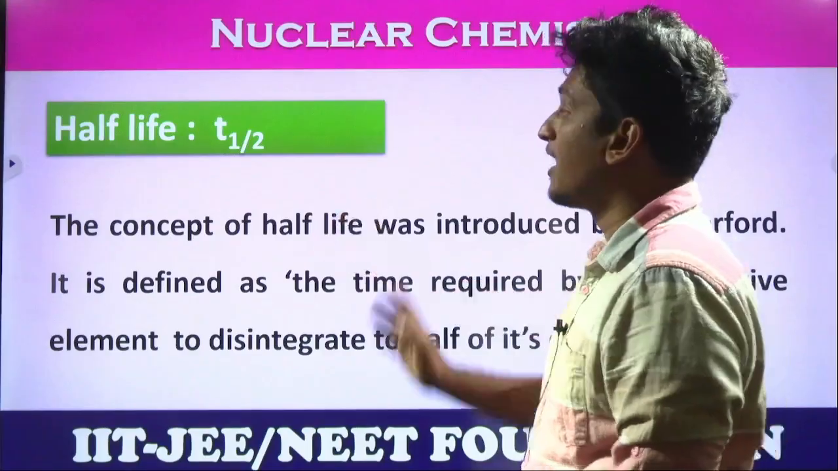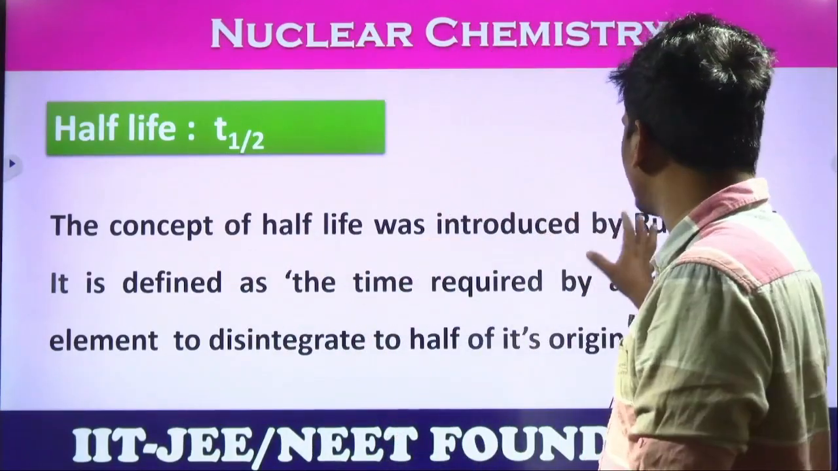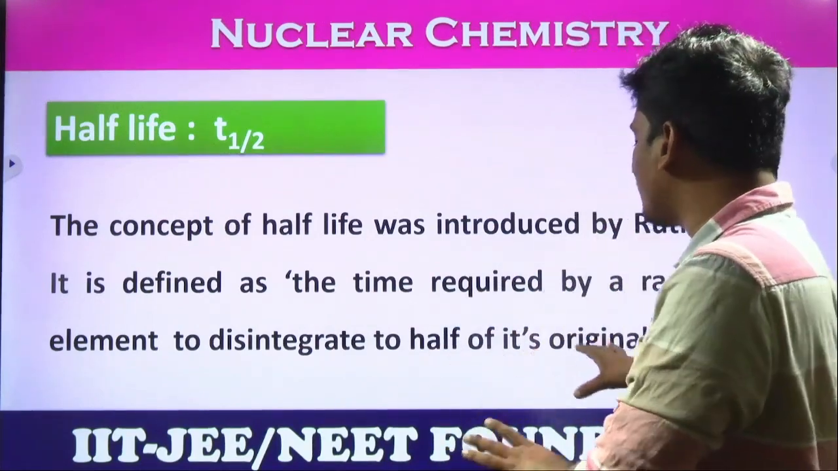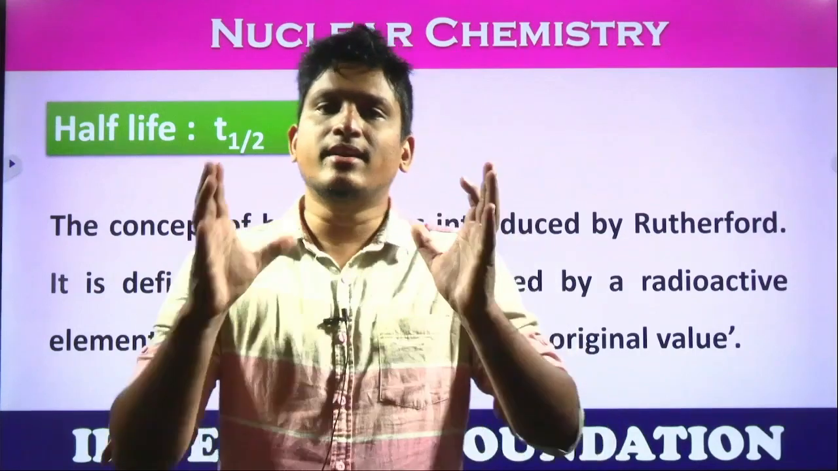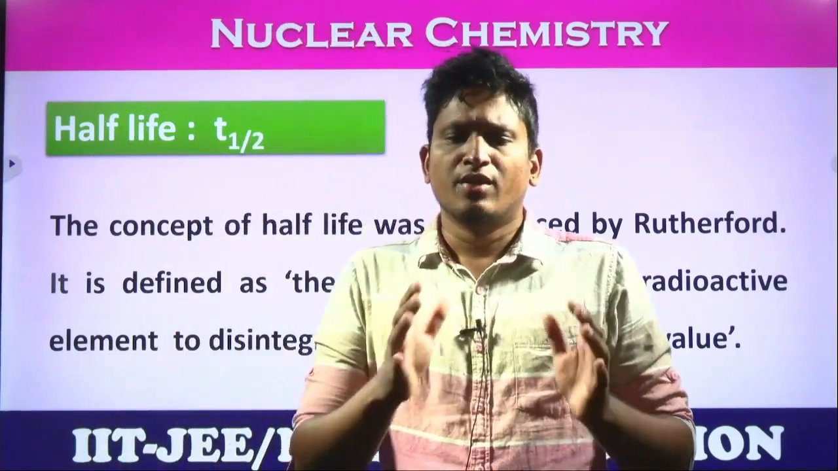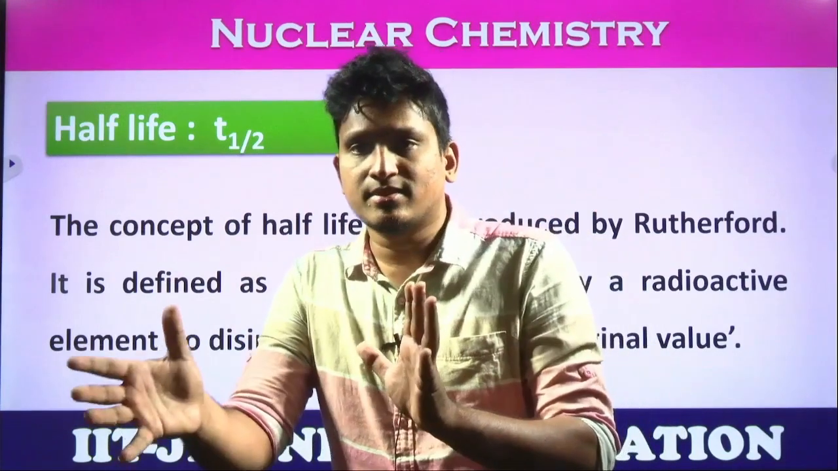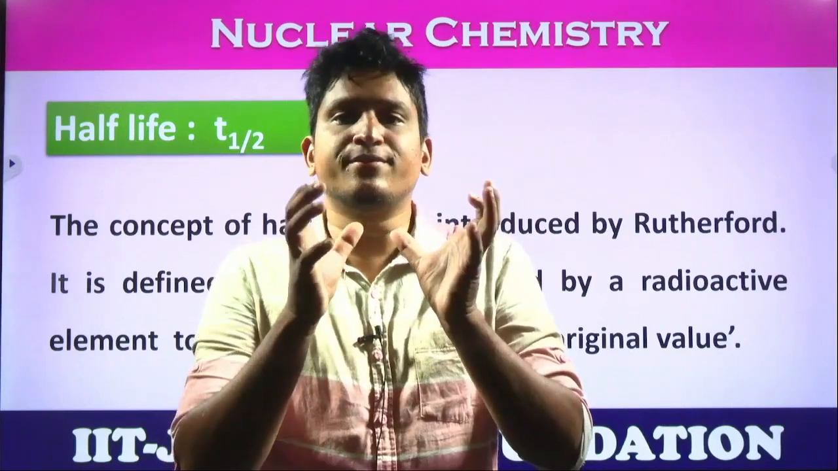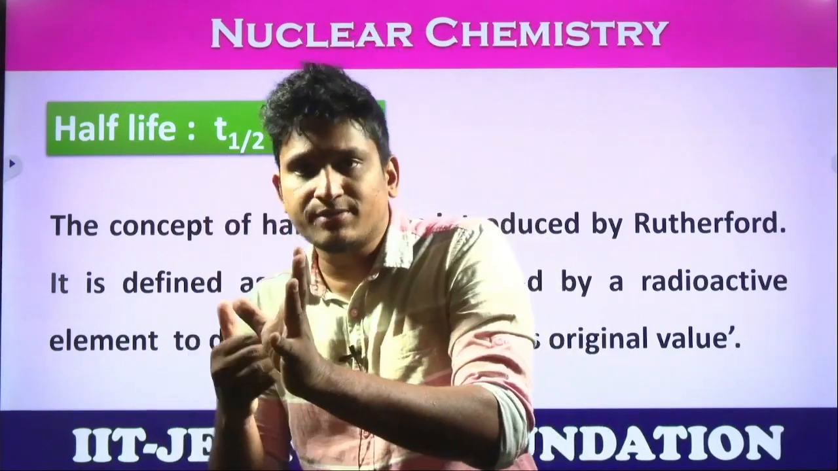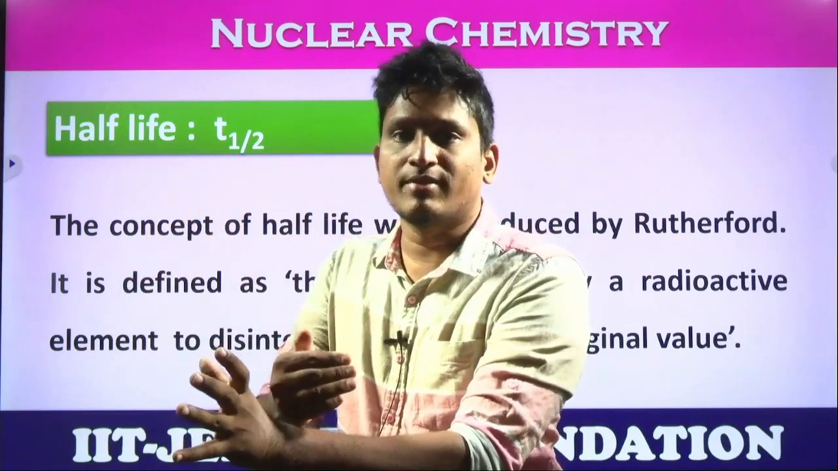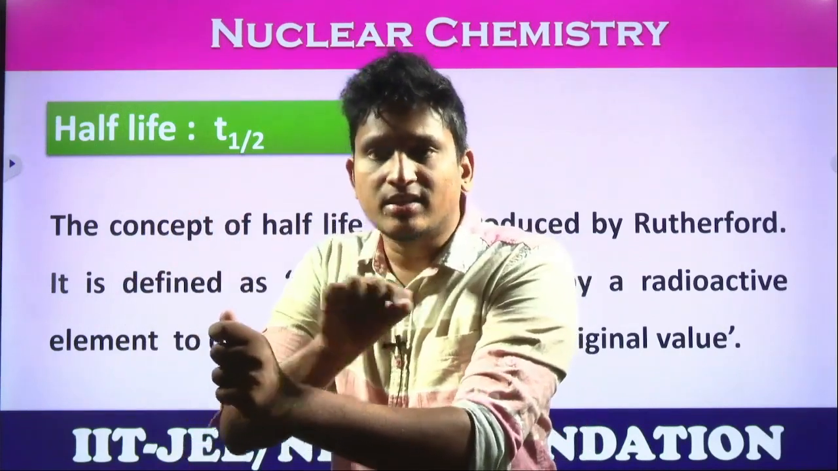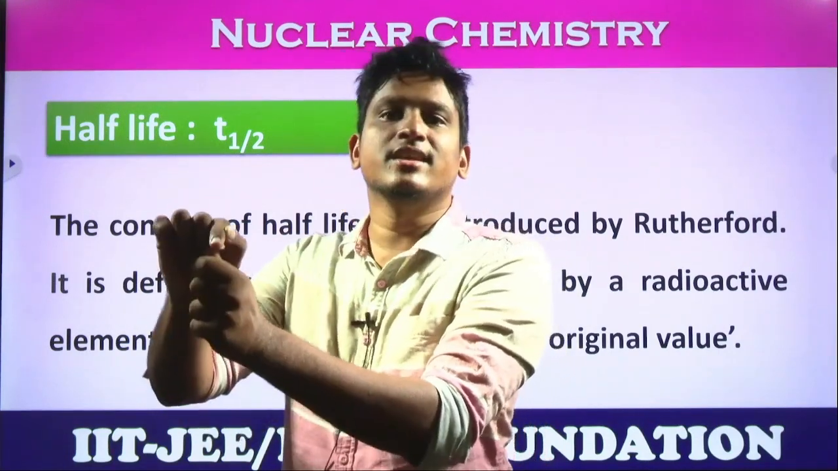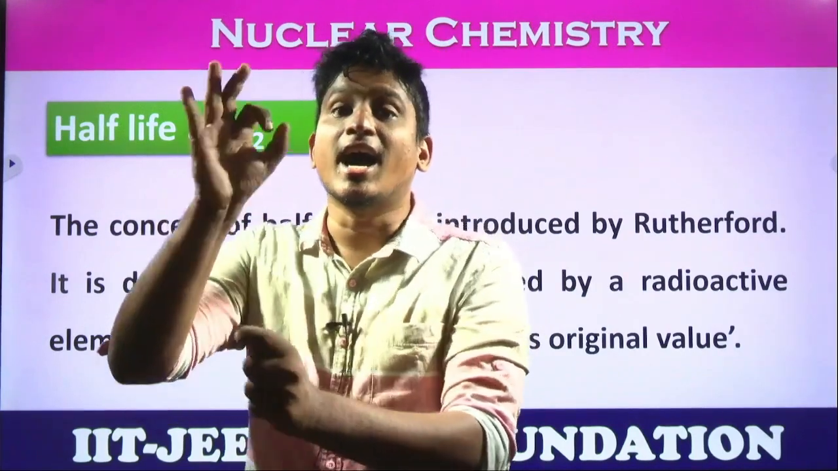So next we have half-life. The concept of half-life was introduced by Rutherford. It is defined as the time required by a radioactive element to disintegrate into half of its original value. For example, 100 grams of a radioactive substance is there, yes or no? To convert from 100 grams into 50 grams, how much time will it take? That means half of its original value, 50 grams. How much time does it take? Whether it takes 3 days, or 5 days, or 1000 years, or billions of years, that time period is called half-life.